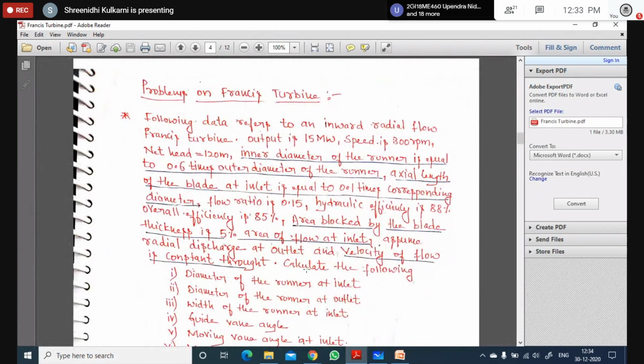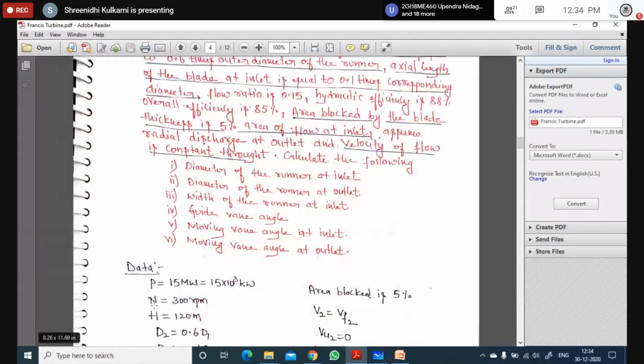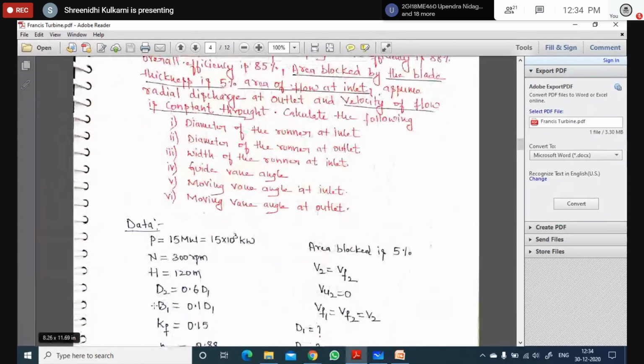Okay, I'm going to read the problems. So you just note down the data. Okay, you just note down the data.